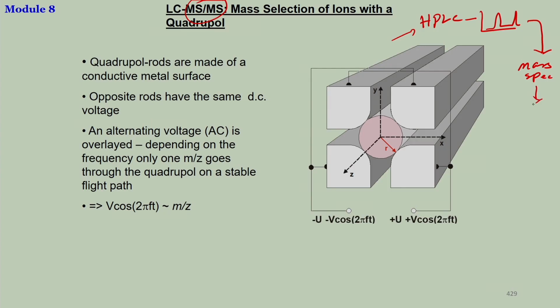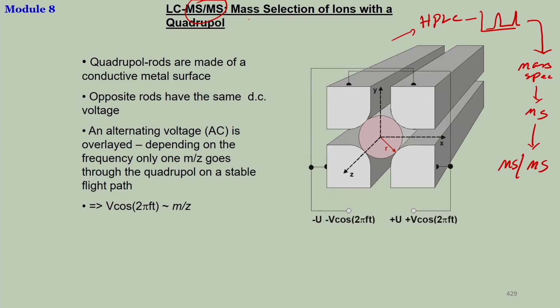That is normal LC-MS. Now, in the next variation you have the mass, MS, and then this mass is fragmented, going through a different kind of detector where the mass would be fragmented and analyzed. So, that is called MS-MS. MS-MS is mass selection of ions with a quadrupole.